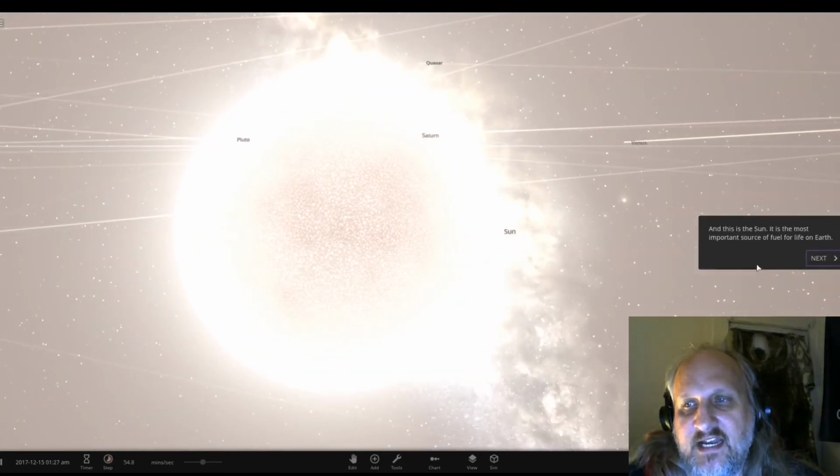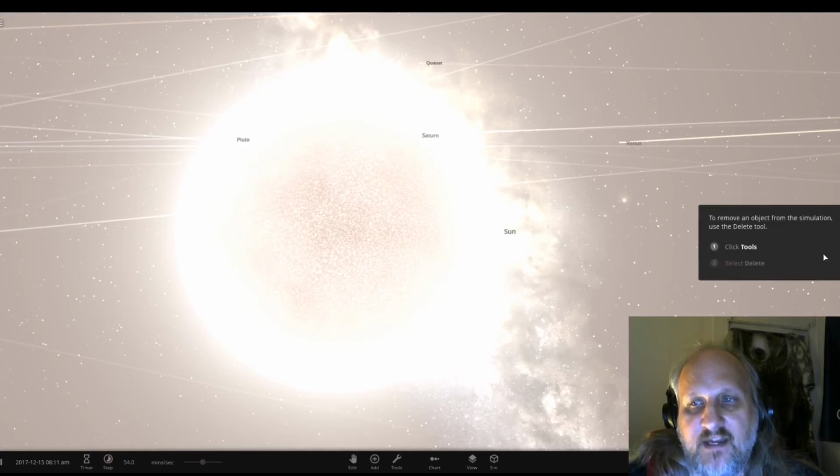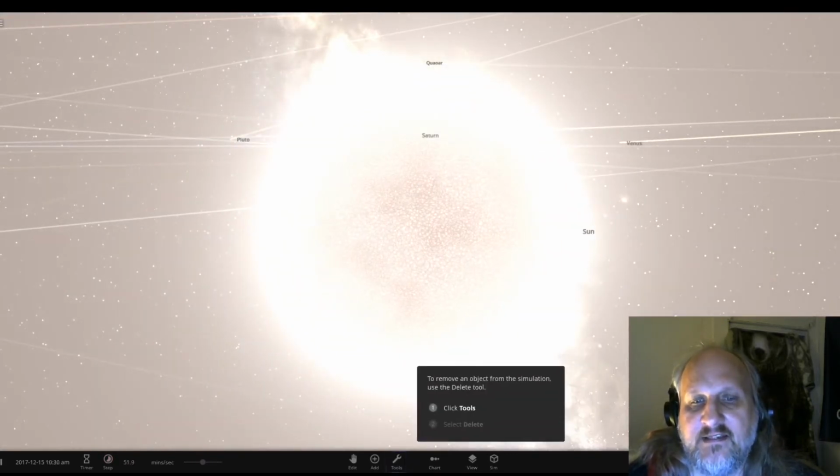And this is the sun. It is the most important source of fuel for life on Earth. That is true. What if we got rid of it? So what would happen if we got rid of the sun, guys?